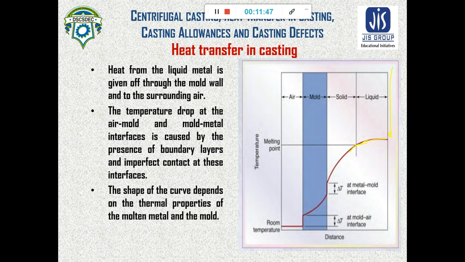When the temperature is below the melting point, the molten metal solidifies. And after solidification, what happened? After solidification, at the mold metal interface there is a huge temperature drop. After that, at the mold air interface there is a huge temperature drop, and it reaches room temperature. So this is the temperature curve.